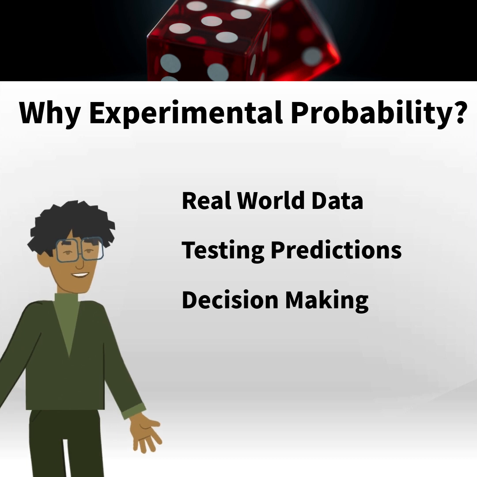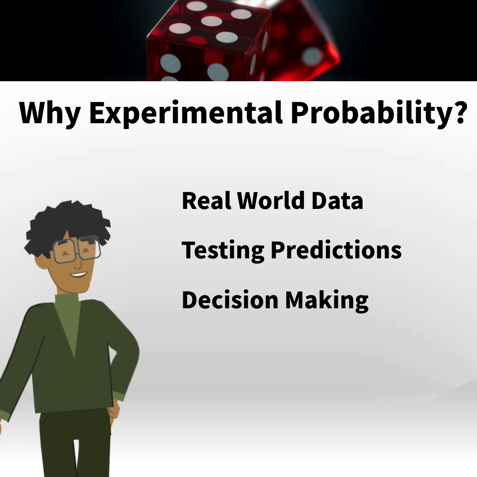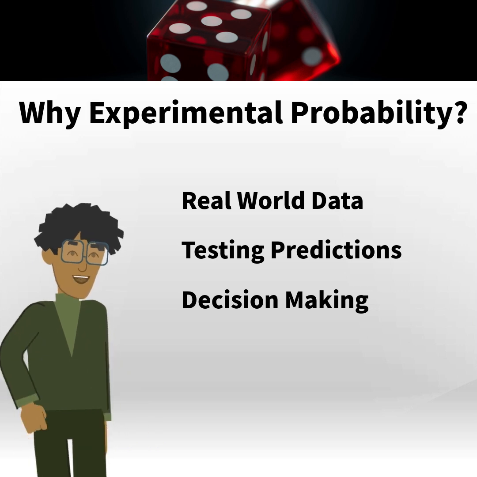There you have it. Experimental probability is your go-to tool for understanding the likelihood of events based on what actually happens. So next time you're curious about a real-world chance, don't just guess. Run an experiment and calculate that experimental probability.